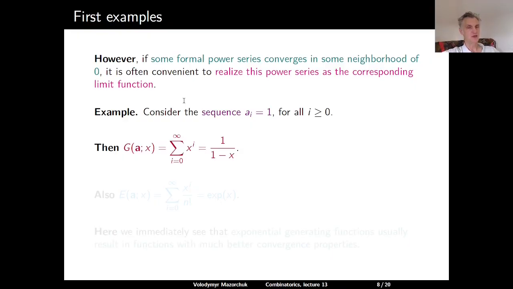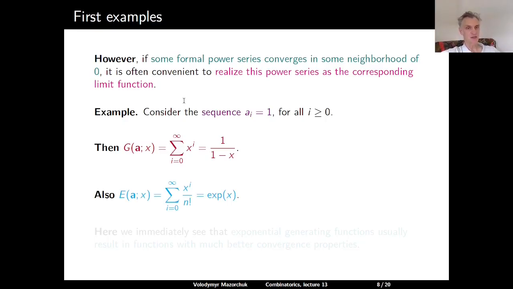Then the generating function for the sequence is the sum over all i from 0 to infinity of x to the power i, and we know that, by the formula for the sum of the geometric series, this is equal to 1 divided by 1 minus x, where x is close to 0. So this sequence converges to the function 1 divided by 1 minus x in some neighborhood of 0. So this is a generating function for our sequence.